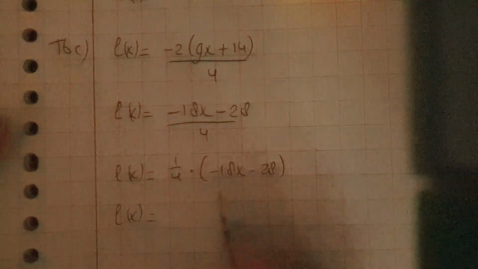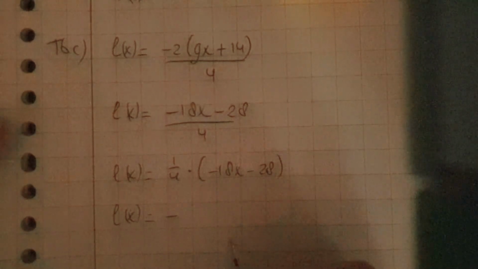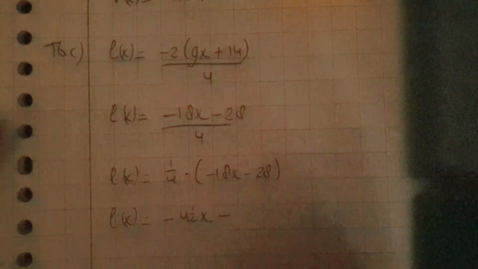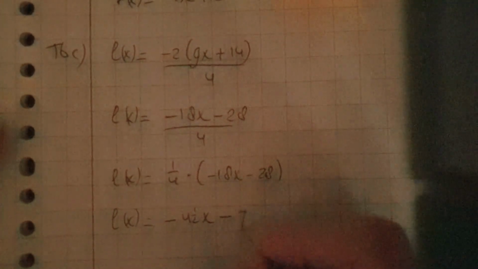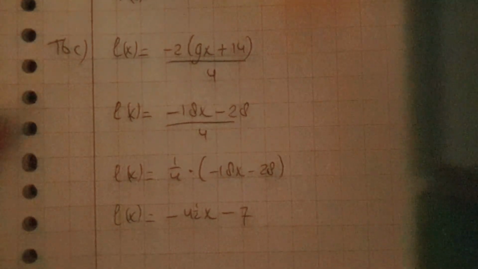So 1/4 times minus 18x is minus 18 divided by 4, which is 4.5. And this is also going to be negative. 1/4 times 28 is 7, so that's minus 7. Minus 4.5x minus 7 is the answer.